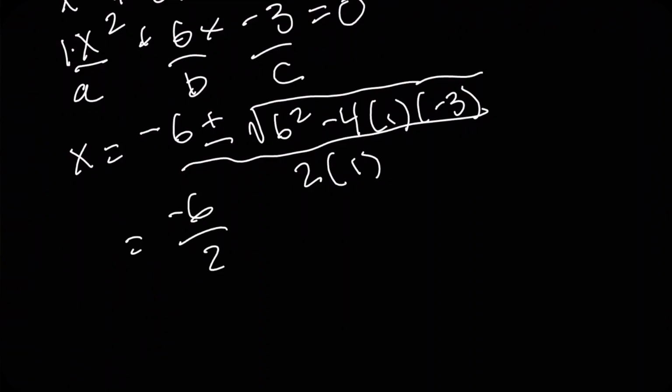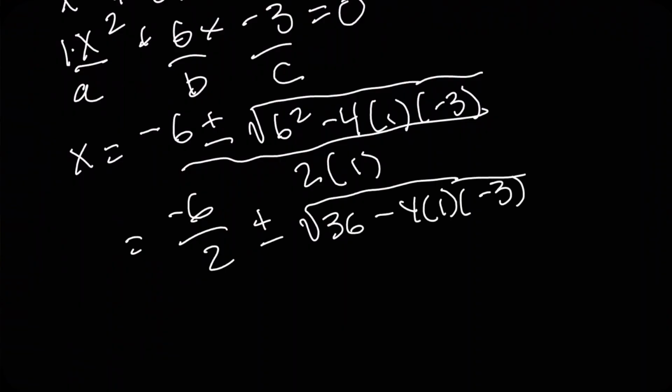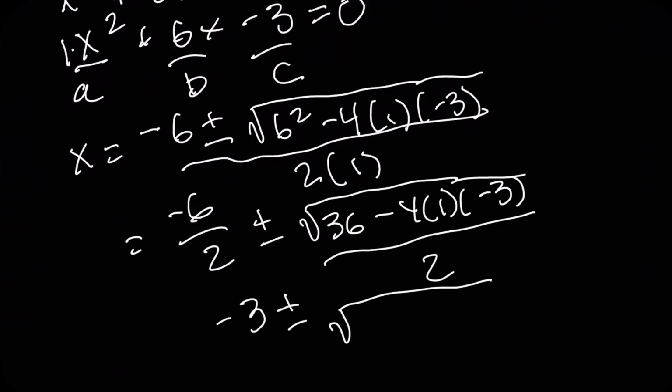-6 divided by 2 plus or minus, and then 6 squared is 36 minus 4 times 1 times -3. And be careful here, this is a -4, and then we also have a negative, so this is going to turn into a positive. So writing this out, we'll just say -3 plus or minus the square root of 36 plus 12, which will give us 48, divided by 2.